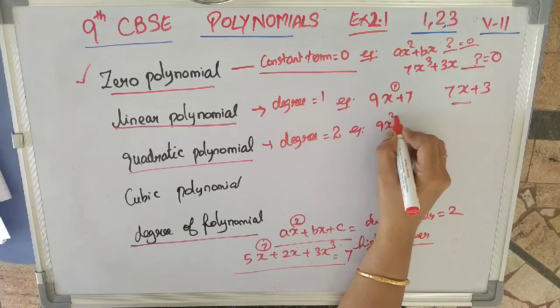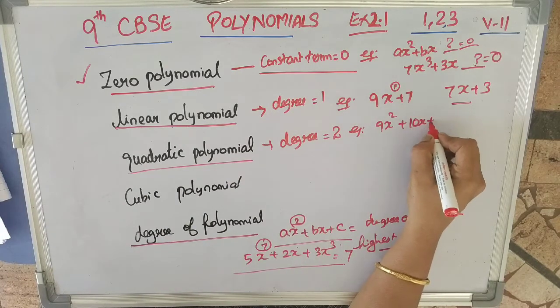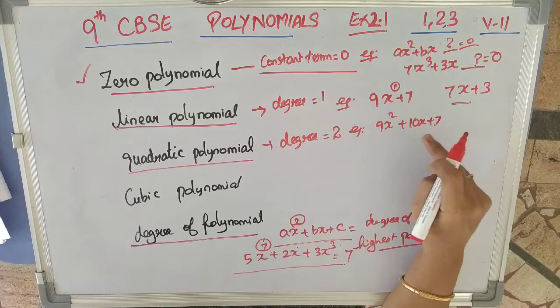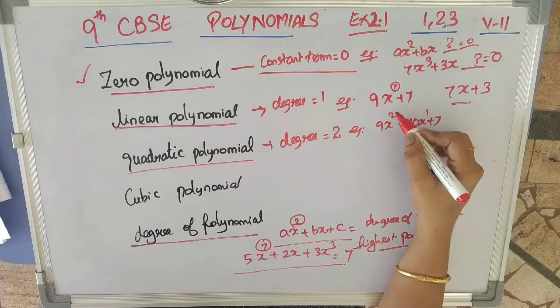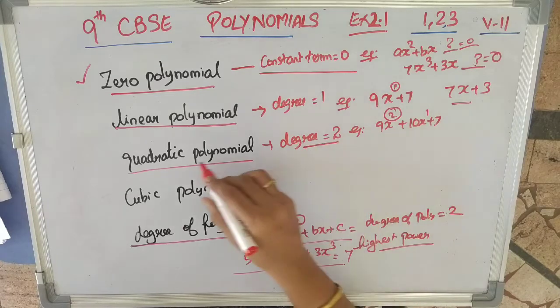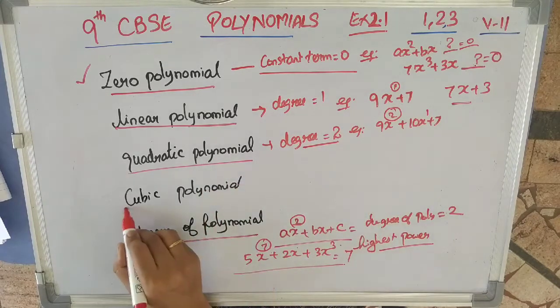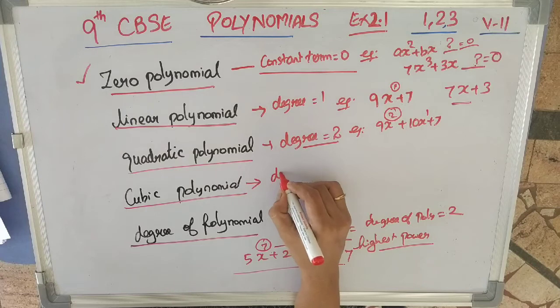The highest power of the polynomial must be 2. For example, 9x squared plus 10x plus 7. Here x has 2 and 1 as powers, but 2 is the highest power. So it is a degree 2 polynomial. Okay? Now what is a cubic polynomial?